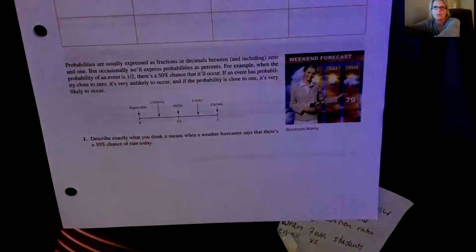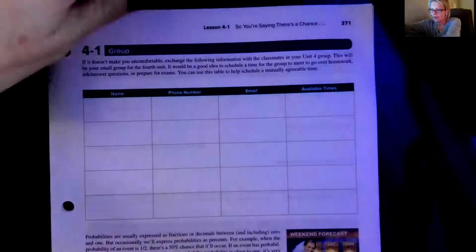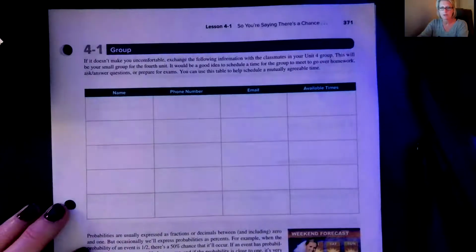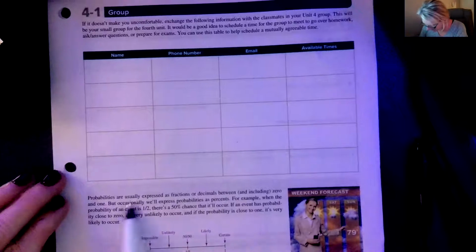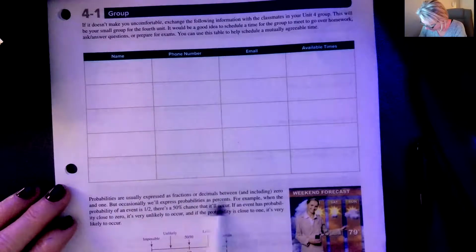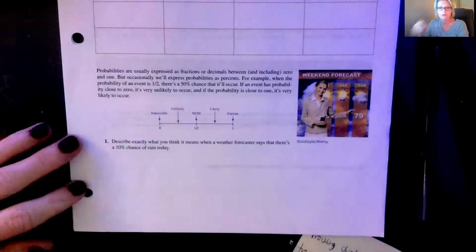We're talking more about probability. And we are on the bottom of page 371 here. It says probabilities are usually expressed as fractions or decimals. We talked about that earlier. That's what that's going about.